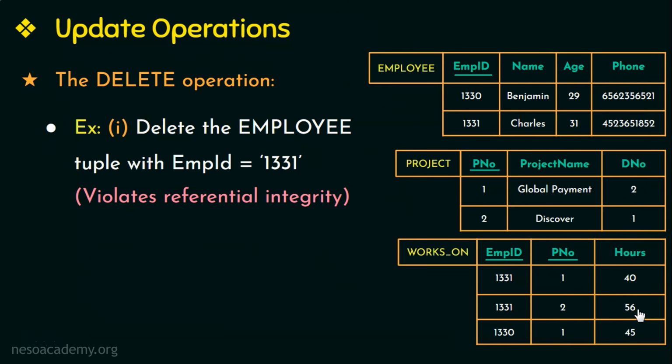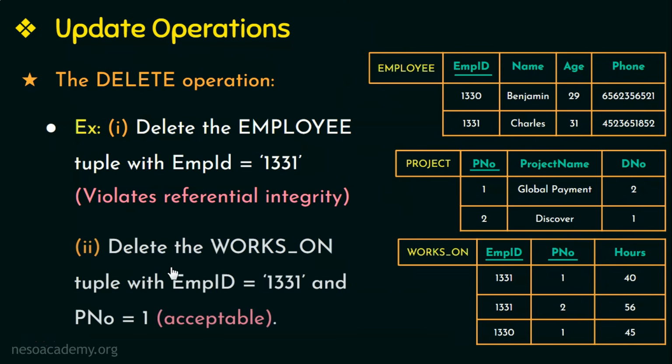Let us see another example in this delete operation. Delete the works on tuple with employee ID as 1331 and P number equal to 1. This deletion is acceptable because there are no other tuples in any of the relations that refer to this tuple that is being deleted. So this is about the delete operation.